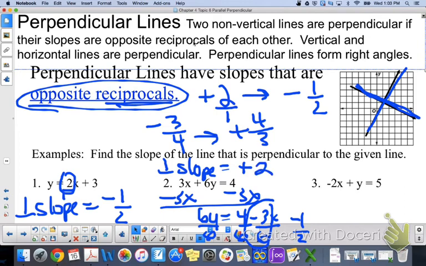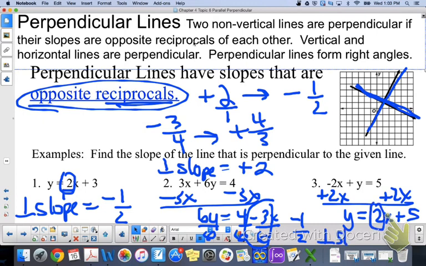Again, on number 3, we need to add the 2x, so it's in y equals mx plus b form. 2x plus 5, 2 is my slope, so the perpendicular slope, it's positive, becomes a negative. 2 over 1 flips to 1 over 2.